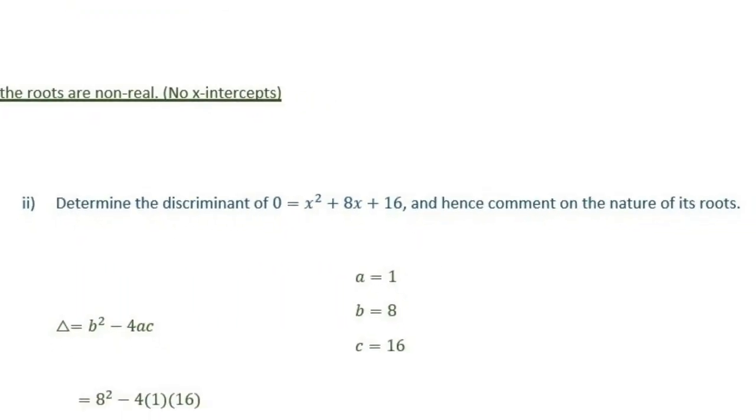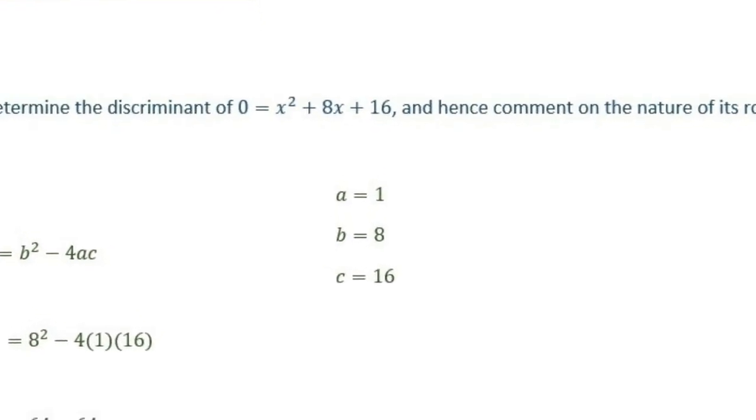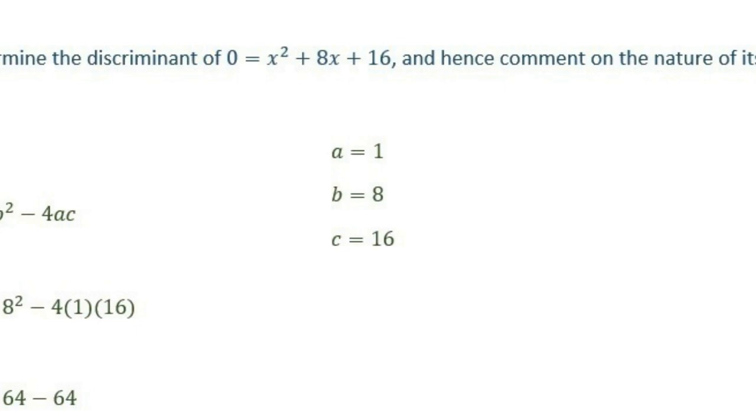Question 2, determine the discriminant of 0 is equal to x squared plus 8x plus 16, and hence comment on the nature of its roots. In front of the x squared here we see nothing, but you should know that that means that there is a 1, because we can omit the 1. So a, the coefficient of the x squared, is 1, b, the coefficient of x, is 8, and c, the constant or the coefficient without x, is 16.